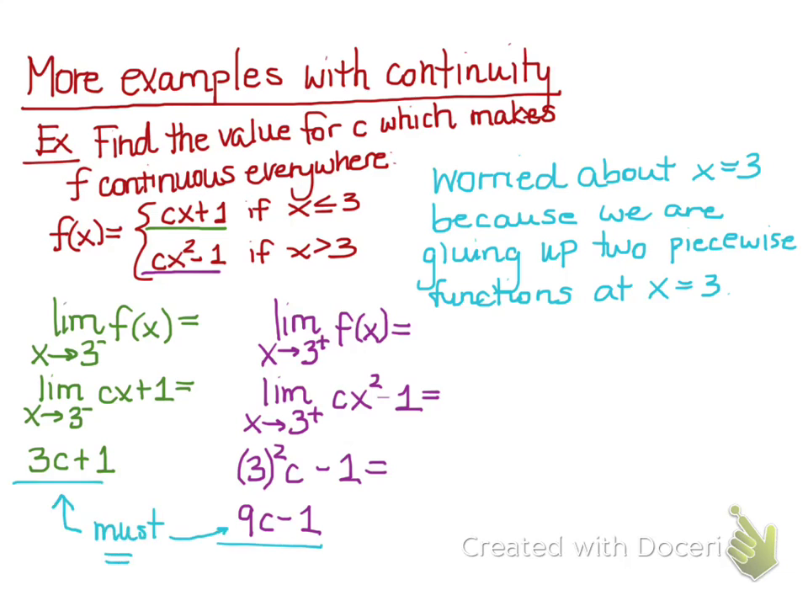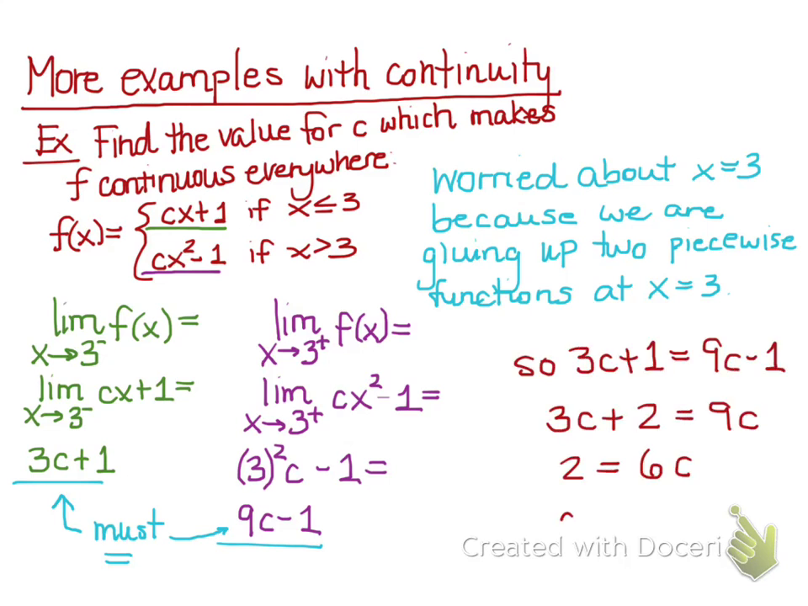Notice that in order for the limit to exist, the two values, 3c plus 1 and 9c minus 1, must be equal. So, setting them equal, we can then solve for c and end up with c equals 1/3. This is the value of c that makes this function continuous everywhere.